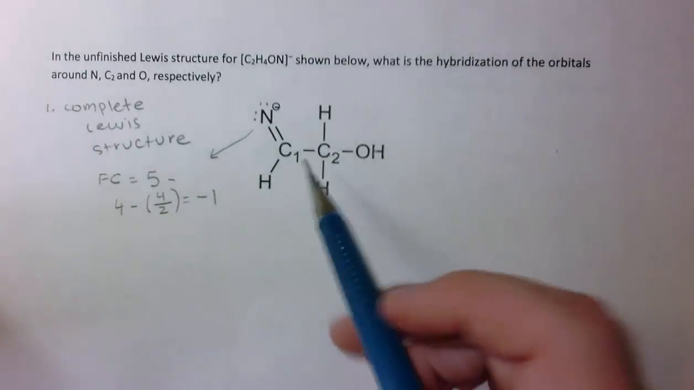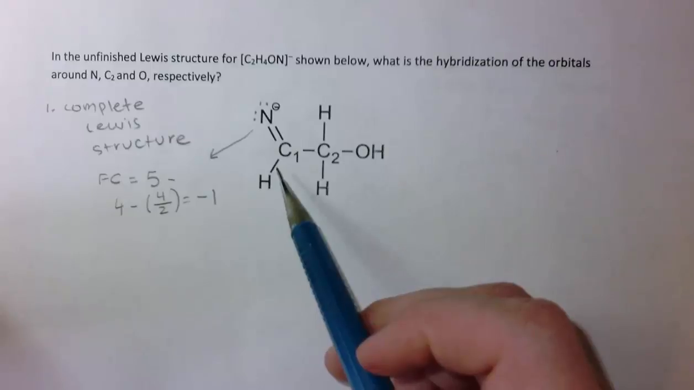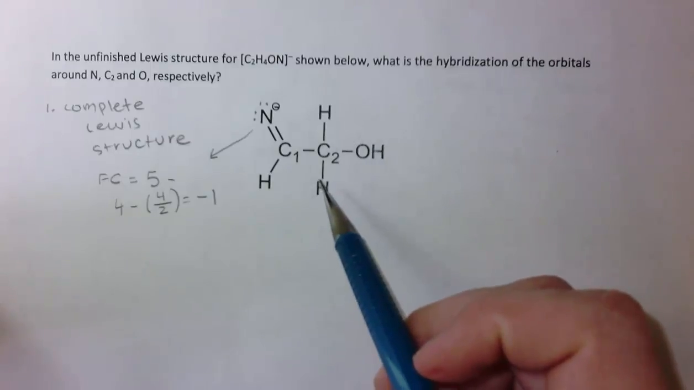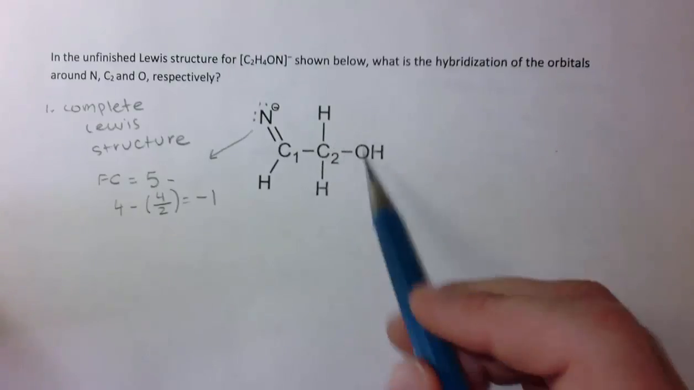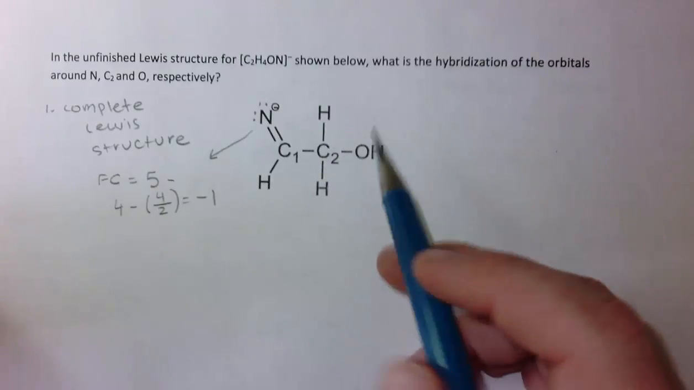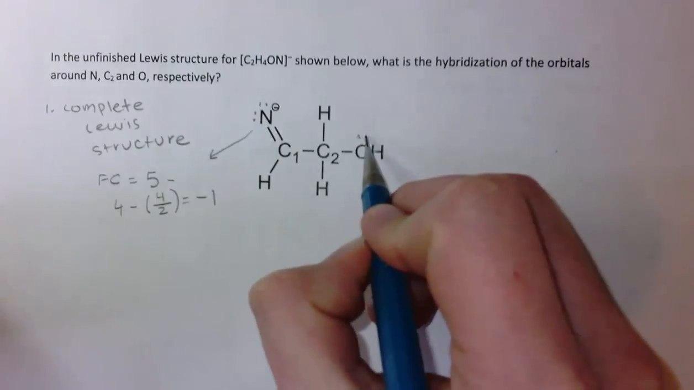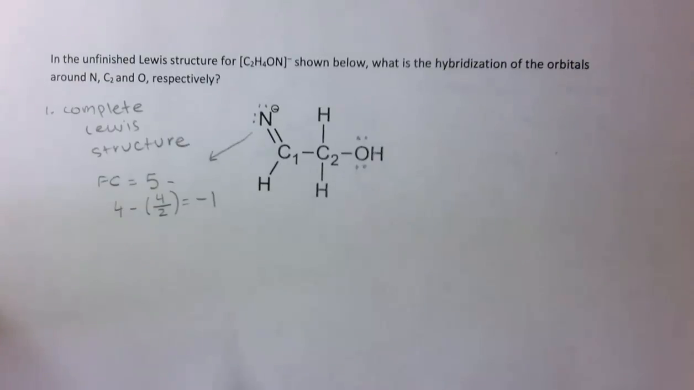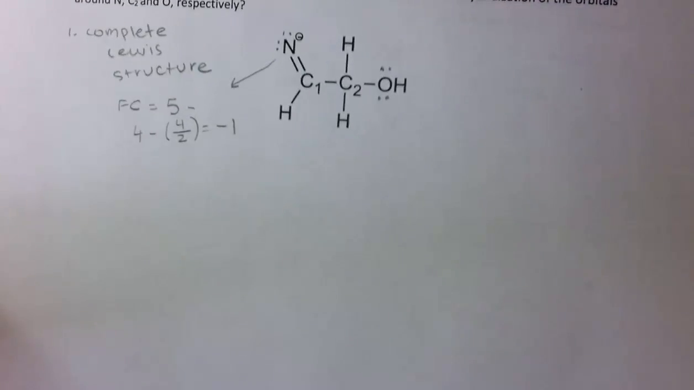And then moving on to carbon, it has 4 bonds, so an octet is satisfied. All 3 hydrogen atoms have 2 electrons. Our second carbon also has an octet, but our oxygen does not have an octet. It only has 4 electrons in this case, so we need to add 2 lone pairs to complete the octet. And now our Lewis structure is finished, and we can move on to finding the hybridization of the orbitals.